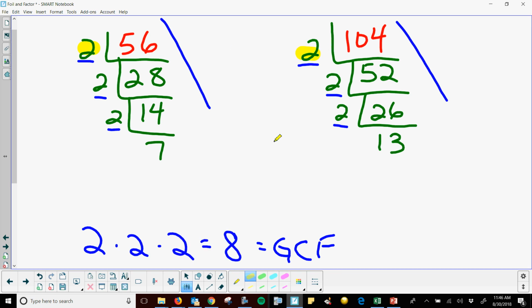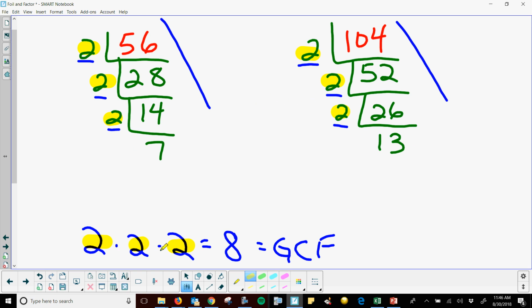I have a pair of 2s. I'm going to mark them as a single 2 down here. This represents one of your pairs. I have another pair of 2s down here. I have another pair of 2s down here. 7 and 13 don't match. I don't have any other numbers.